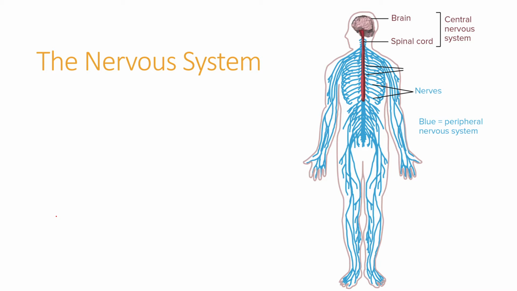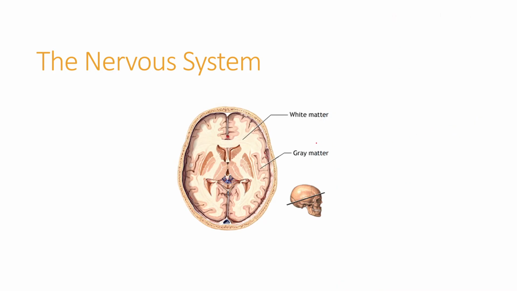This central nervous system is made of the brain, which is located here, and the spinal cord, which is located here. This is a long tube, which is the spinal cord, and the rest of the nerves. The central nervous system is made of gray and white matter. So let me tell you what each consists of.